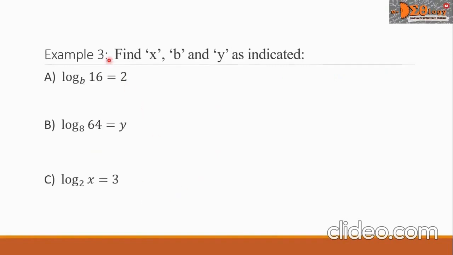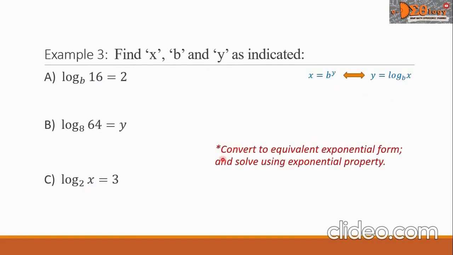Let's have example 3. Find x, b, and y as indicated. So we have here 3 problems, A, B, C. Letter A is log of 16 to base b equals 2. Letter B, log of 64 to base 8 equals y. Letter C, log of x to base 2 equals 3. First, let us write our conversion formula here. Our main goal now is to convert each of these problems into equivalent exponential form and solve using exponential property.